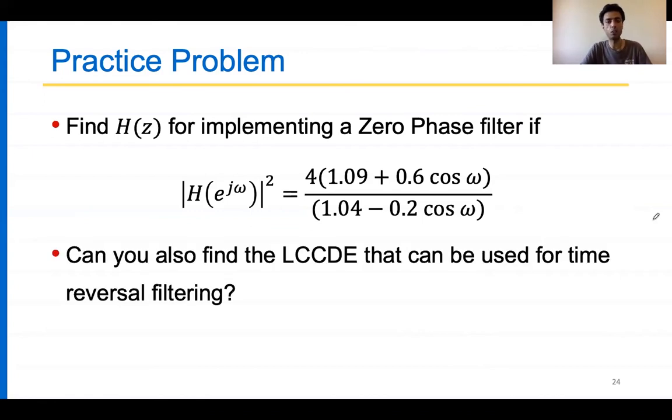Okay. Now, can you also find the LCCDE that can be used for time reversal filtering? So basically, you have your h of z. H of z will have an LCCDE which is stable, and you can implement. Similarly, the other part, h of z inverse, will also have an LCCDE that is stable and can be implemented, right? Means the counterpart. Now we have to just implement the same filters that we have discussed in the previous slide using LCCDE, which is very simple thing.